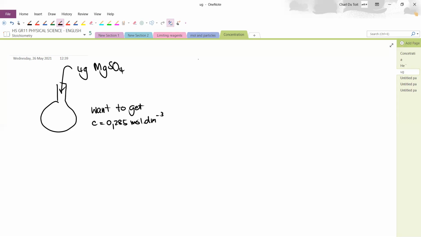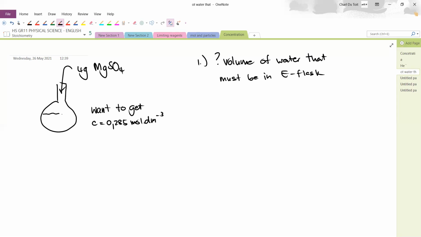First one. What is the volume of water that must be in the flask? So what's the volume of water that should be in there if we get a concentration of 0.285? Calculate the volume of water in that flask. First step, both of you do that.